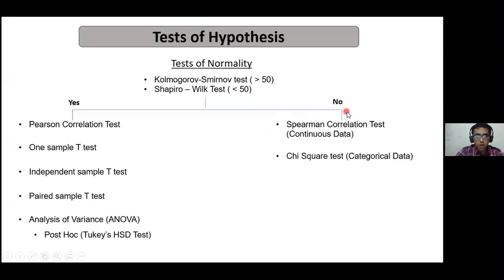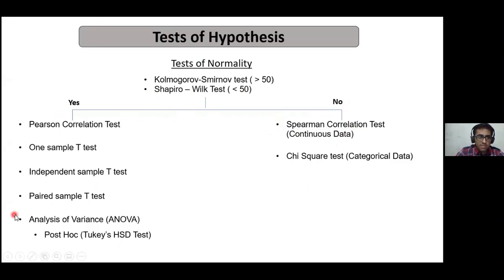We're moving on to, if there's no normality in the data, then we use Spearman correlation test. All these tests are for continuous data, even for Spearman correlation. If we have categorical data, then we use chi-square test. I won't be discussing in detail all non-parametric tests given the time constraints, but I will give you just an idea about it.